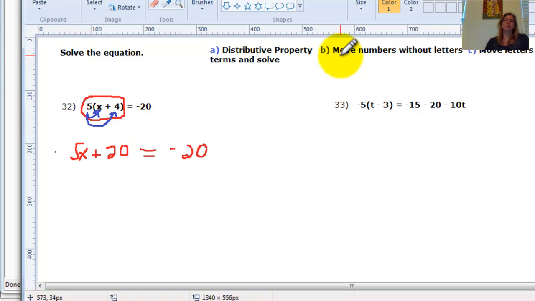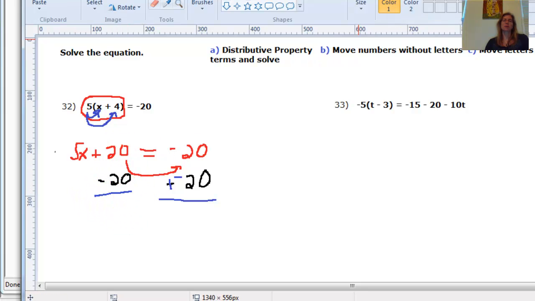So let's go to the next step where we move numbers without letters. So we're going to move this on this side of the equal sign. And in order to do that, of course, you have to do the opposite. So this is added, that is a positive 20, so you do negative 20. We'll do minus 20 on both sides of the equation. Be careful, because you have a minus 20, minus 20. So follow your integer rules. You're going to add the opposite.